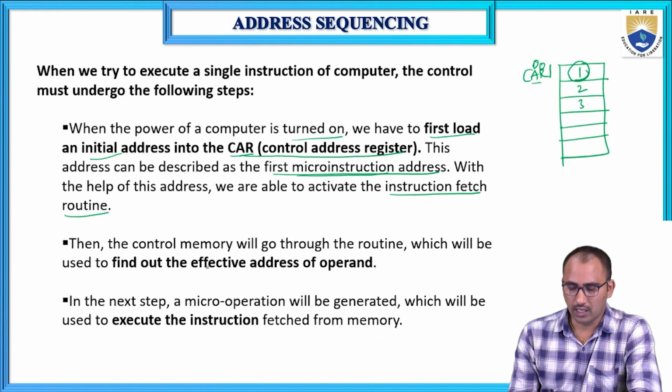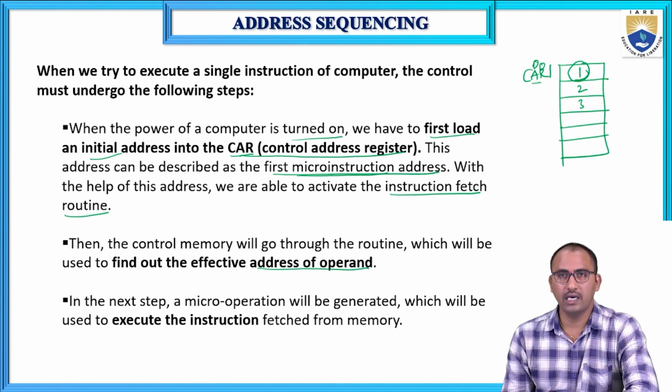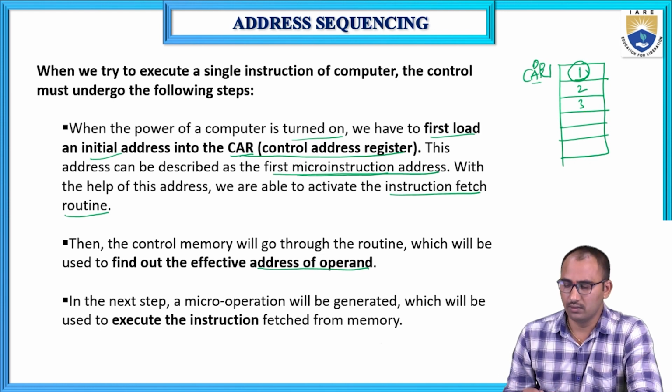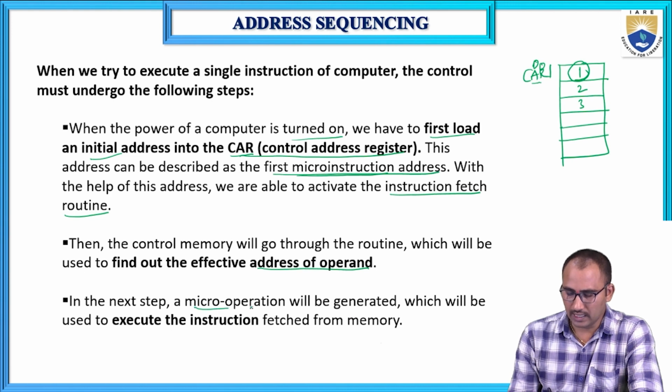Second, the control memory will go through the routine which is used to find the effective address of the operand. Once the instruction is fetched from the memory, it is required to find the effective address of the operand. The operand is nothing but the data on which we are performing the operation. In the last step, the micro operation will be generated, which will be used to execute the instruction fetched from the memory.